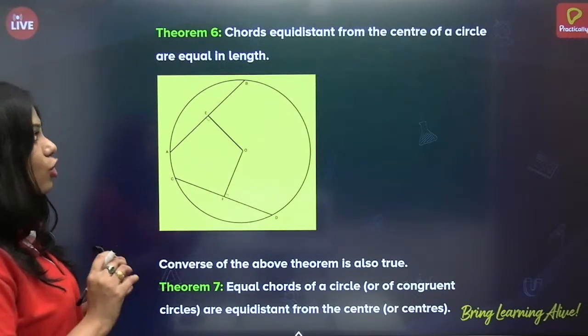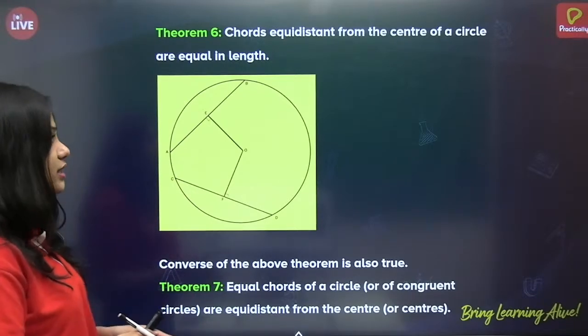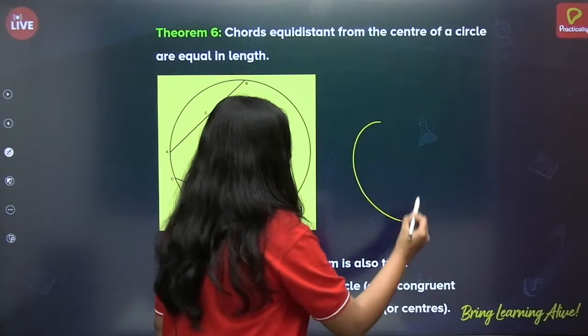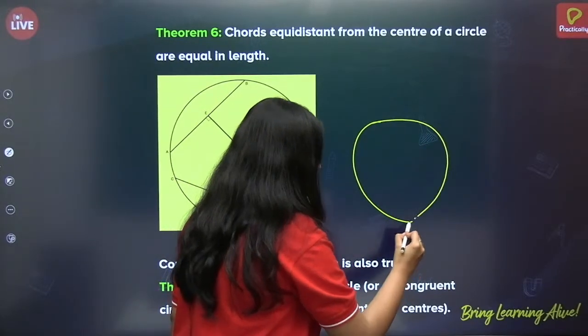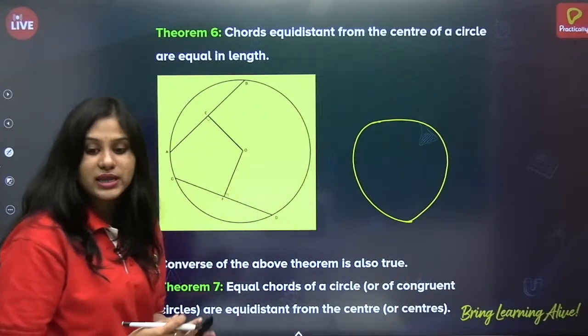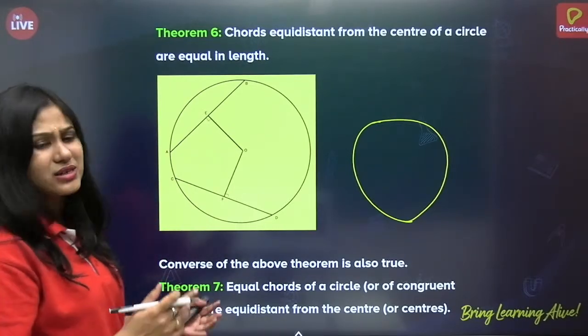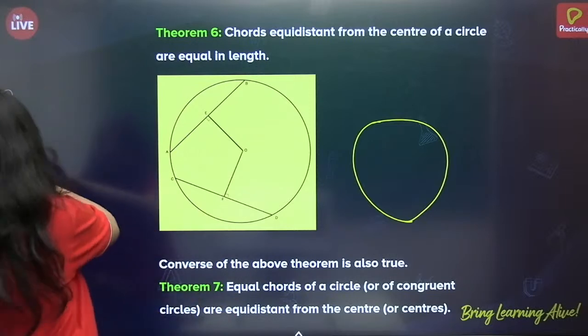Okay, chords equidistant from the center of a circle are equal in length. All right. So for this we don't have a proof. We have a proof, but it is not given in the exam. So let us just confine ourselves to this.